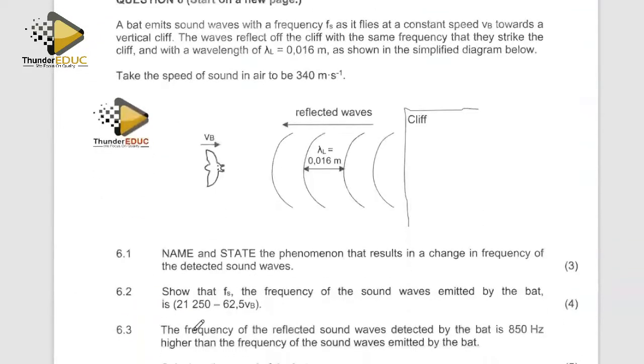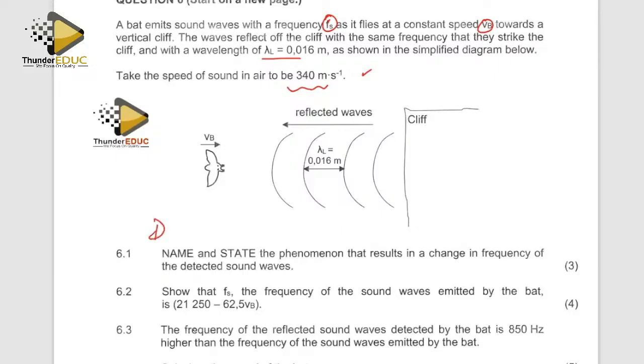Then question number 6 is telling us that there is a bat that emits sound waves with a frequency fs as it flies at a constant speed vb towards a vertical cliff. Then the waves reflect off the cliff with the same frequency that they strike the cliff and with the wavelength of this much, as shown in the simplified word. So the bat is moving. The bat emits with a frequency as it flies at a constant speed. So if the speed of sound in air is that, name and state the phenomenon.